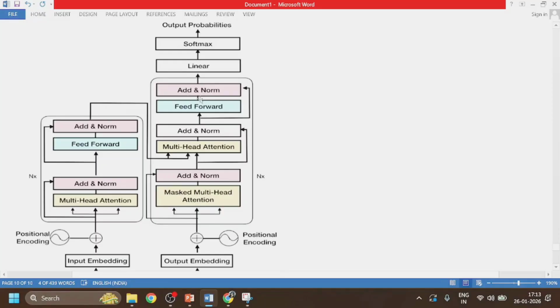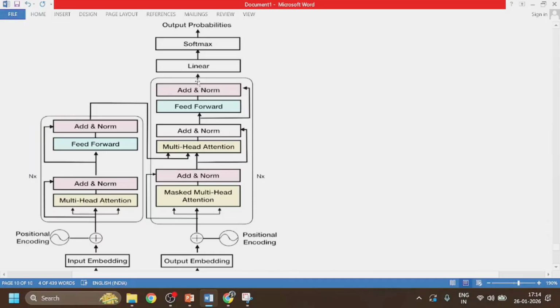Just like the encoder, the decoder also has a feed forward network. You can see here the encoder has a feed forward network and the decoder also has one. It refines the information at each position, and again this happens independently for each word. After this we have the final linear and softmax layers. After all the attention and processing, the decoder outputs vectors.